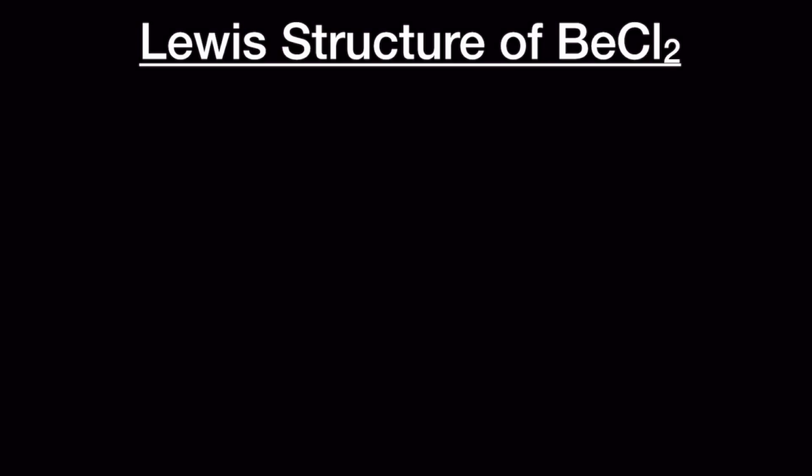Hello everyone, in this video we are going to talk about the Lewis structure of beryllium chloride in the gas phase. To write down the Lewis structure of a molecule, we need to know the total number of valence electrons in the molecule. The atomic number of beryllium is 4 and the electronic configuration is 1s2, 2s2. 1s2 are the core electrons, 2s2 are the valence electrons. Therefore, we have 2 valence electrons from beryllium.